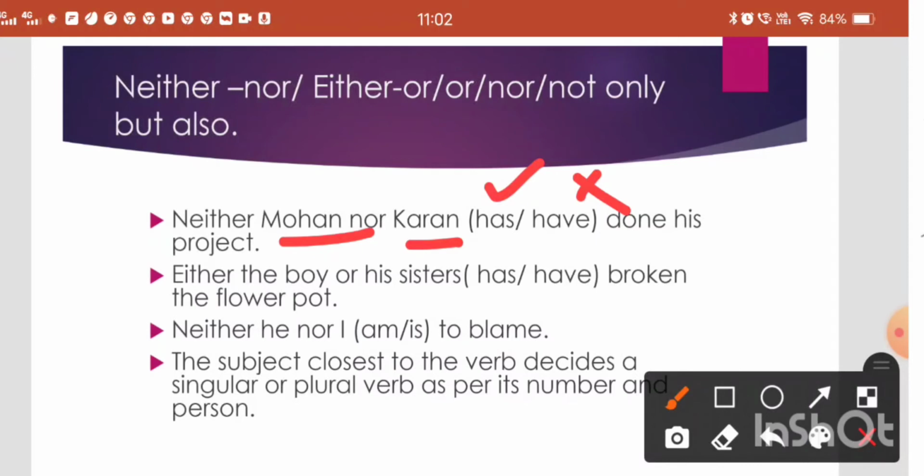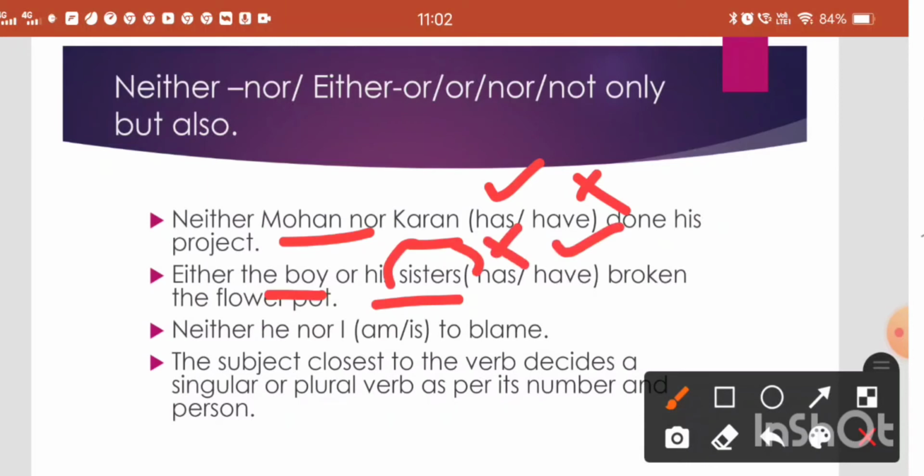In the second one, "either the boy or his sisters". Now here one subject is singular in number and the other subject is in plural number. So the verb will be decided according to "sisters". Okay, that is "have", not "has".